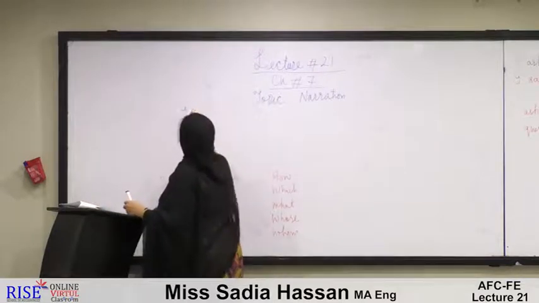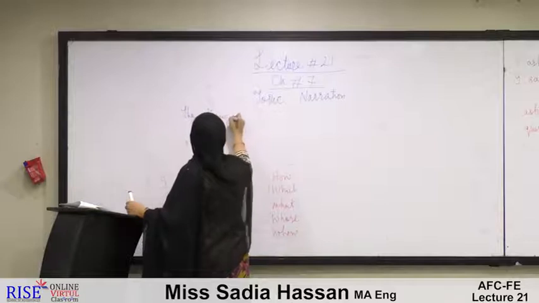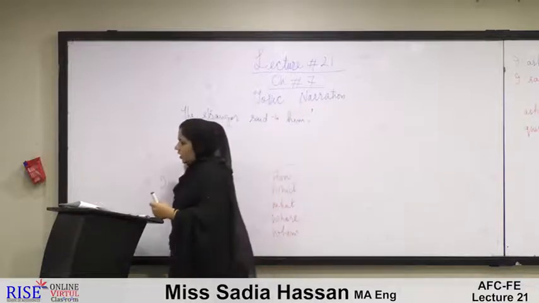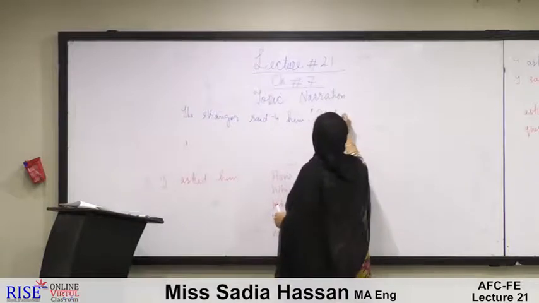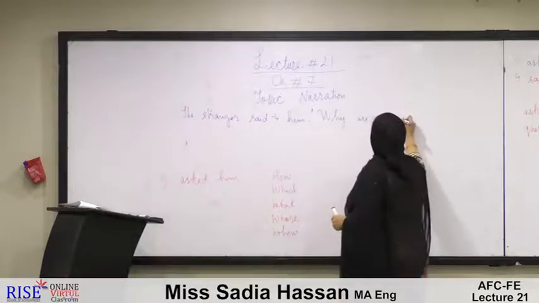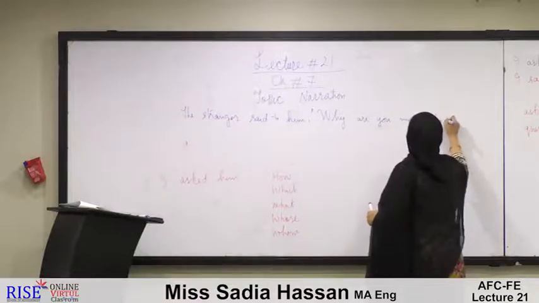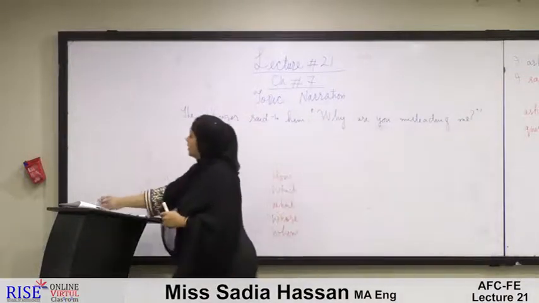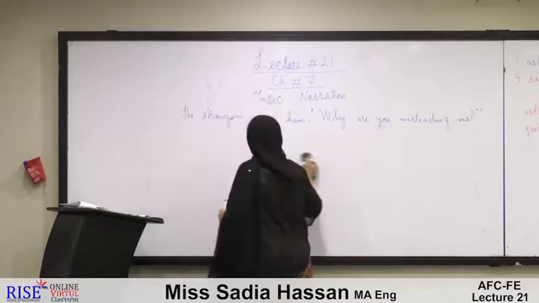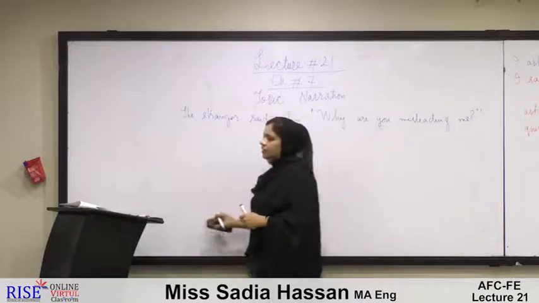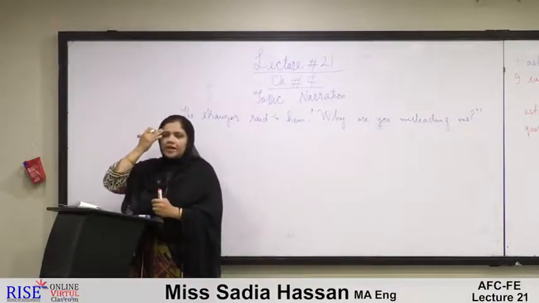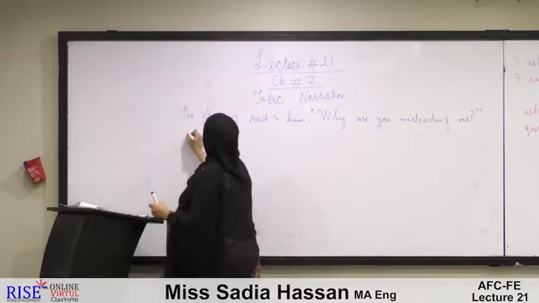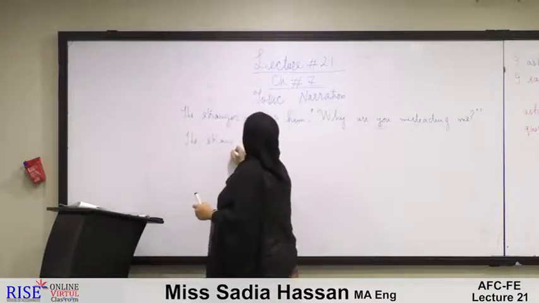The stranger said to him, why are you misleading me? Sign of interrogation within the quotes. Okay? See how we change it. Stranger is a common gender. What do we mean by common gender? By common gender, we mean that whenever we are using a pronoun for this common gender, that could be masculine gender as well as feminine gender. Okay? For example, the stranger asked.